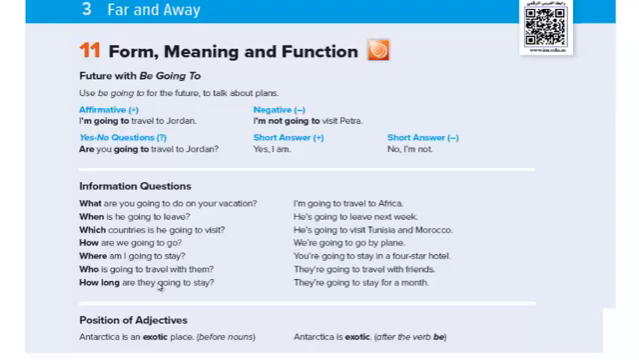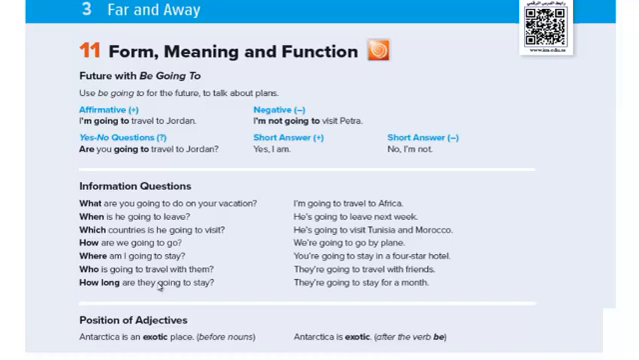In our lesson today, we've got a piece of grammar: form, meaning and function, future with be going to. We use be going to for the future to talk about plans. Like, I'm going to travel to Jordan. I'm not going to visit Petra. Are you going to travel to Jordan? Yes, I am. No, I'm not. What are you going to do tonight? I'm going to watch a movie on TV. Are you doing anything on the weekend? Yes, I'm visiting my aunt. So we use be going to talk about plans in the future.